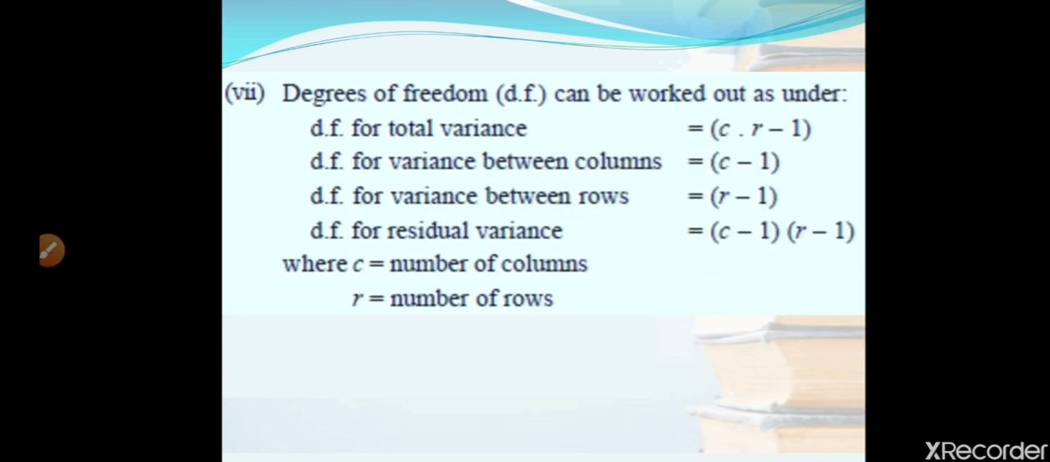So for each step we must know the degree of freedom. Degree of freedom for total variance is number of columns multiplied by number of rows minus 1. Degrees of freedom for variance between columns is number of columns minus 1. Degrees of freedom for variance between rows is number of rows minus 1. And degrees of freedom for residual variance is column number minus 1 multiplied by number of rows minus 1.